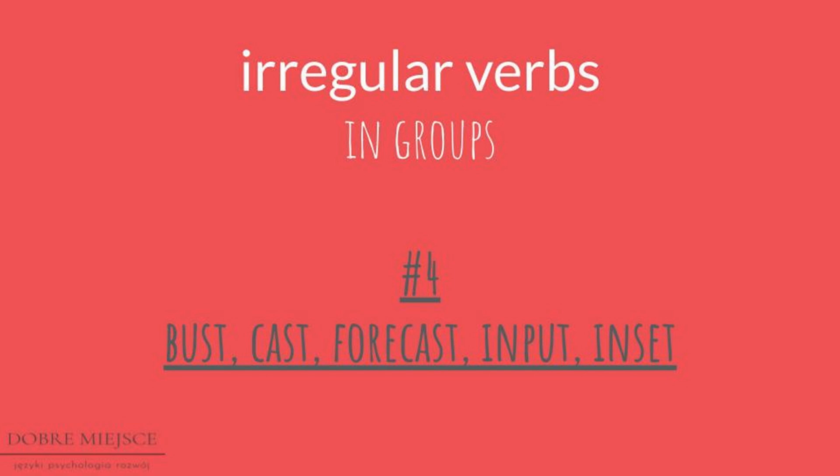Now you will hear 5 examples of irregular verbs listed in the following order. 1. The infinitive, so the basic form of the verb. 2. Past simple form. And 3. Past participle form.